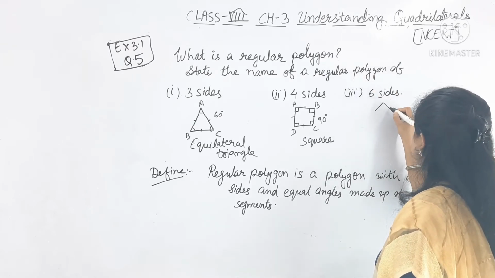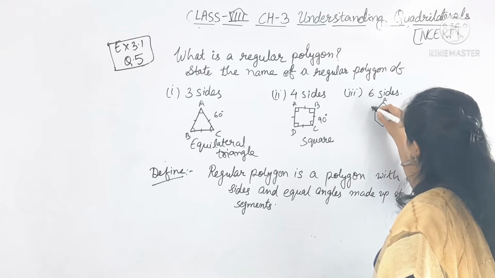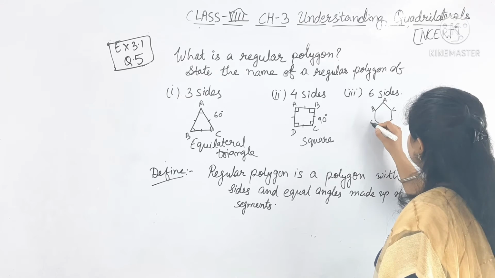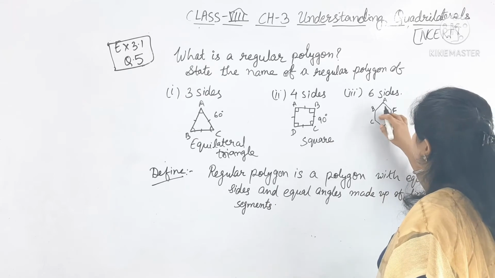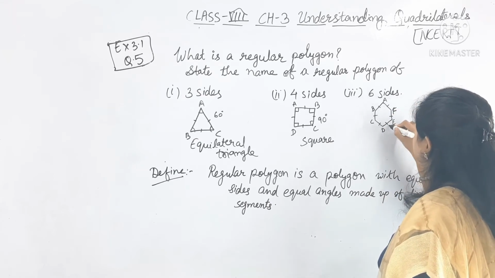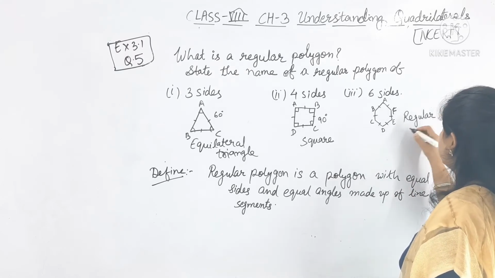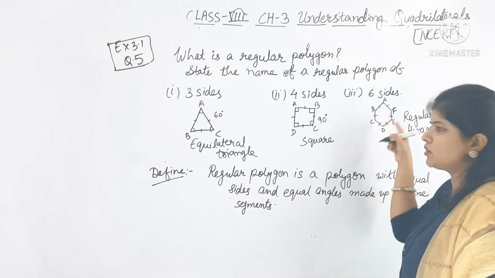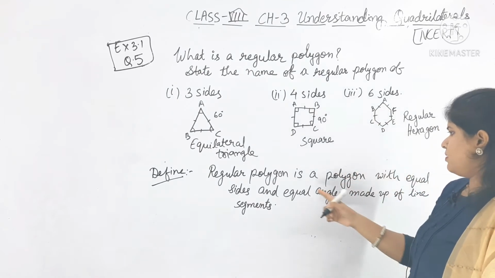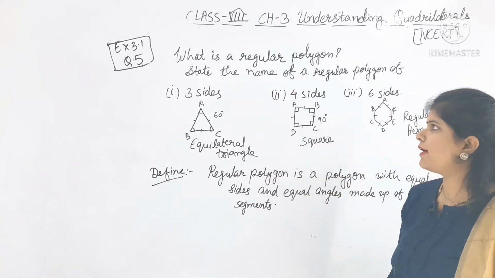And for 6 sides, this is the regular hexagon. I draw 6 sides here. Okay, here all sides are equal and all angles are also equal. So this is a regular hexagon. Why is it a hexagon? Because it has 6 sides, and regular is for equal sides and equal angles, as I had defined. So this is the solution for question number 5.